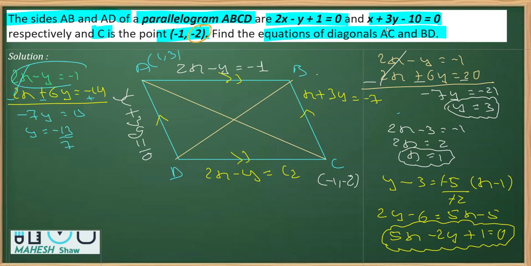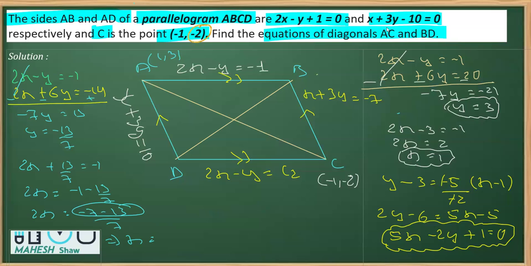-13/7. Now placing y here, we are getting 2x minus minus plus, that is 13/7 is equal to -1. So 2x is equal to -1 minus 13/7. Further simplification, this is -7 minus 13/7, which implies x is equal to -20 divided by 2, which is -10/7. So we got the x and y coordinate of the point of intersection of these two lines.